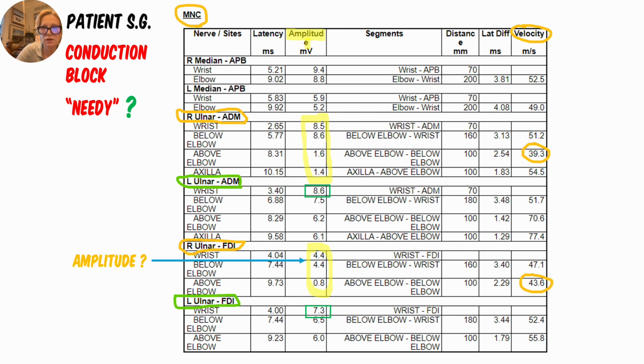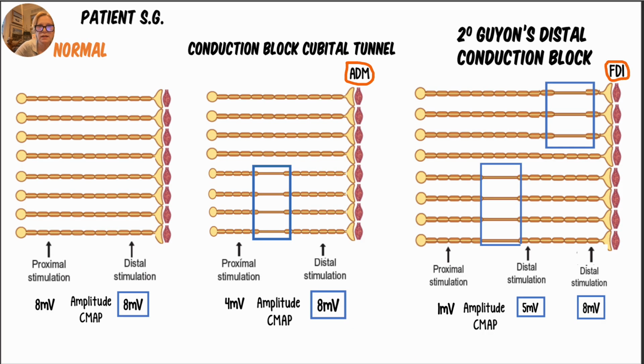So how we would do this now is look at this cartoon. Noah, Llaneras, and I spent hours making this. I hope you enjoy it. So here we are, normal, stimulating proximal and distal. You're reading off of the muscle, and it's 8 and 8. So everything's normal there.